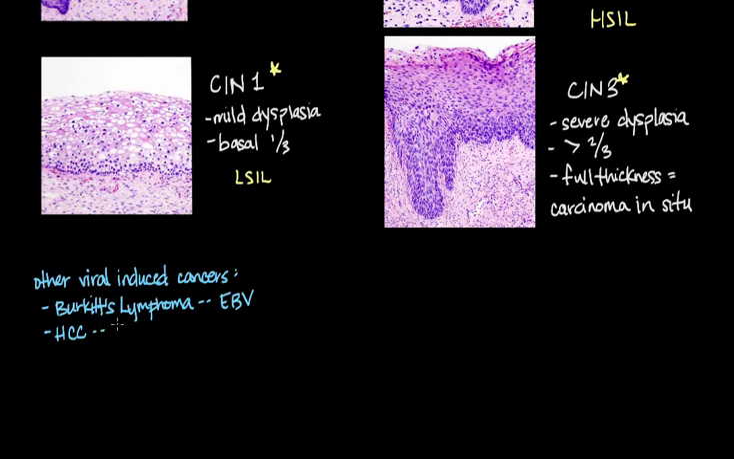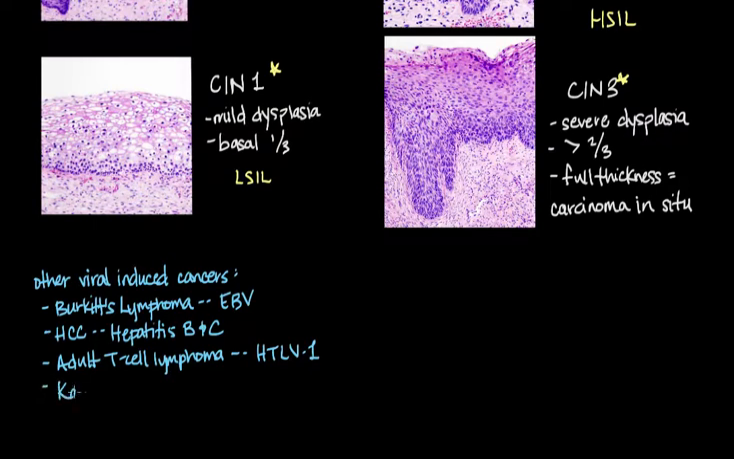This is linked to hepatitis B as well as hepatitis C virus. There's also adult T-cell lymphoma, which is linked to human T lymphotropic virus 1, or HTLV1. And the last example that I'll give you is Kaposi sarcoma, which is linked to human herpes virus 8, or HHV8.